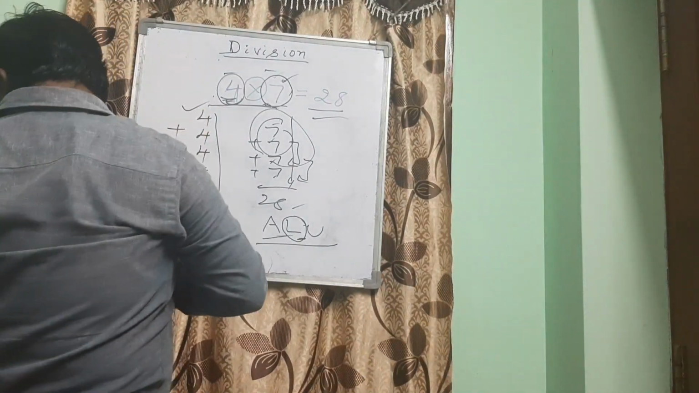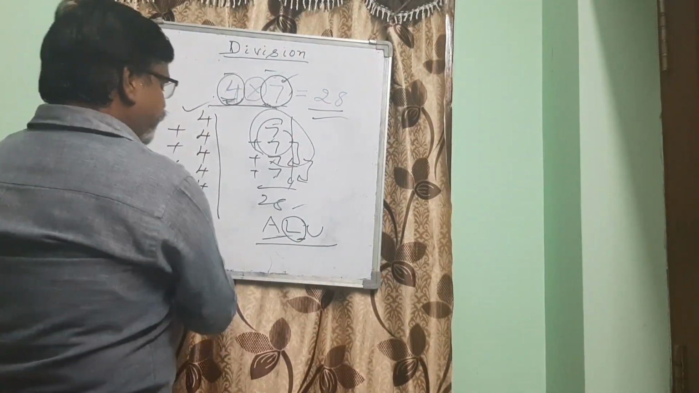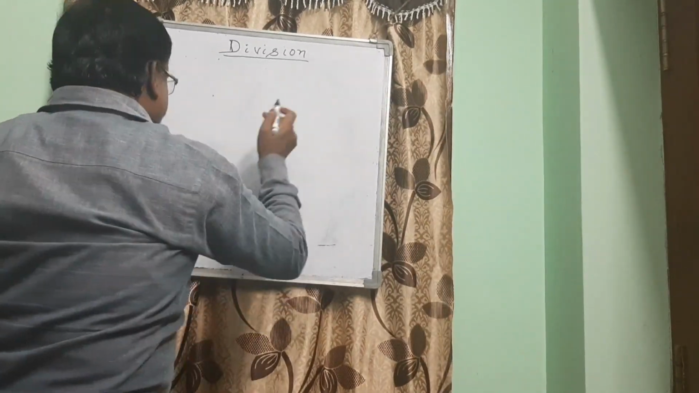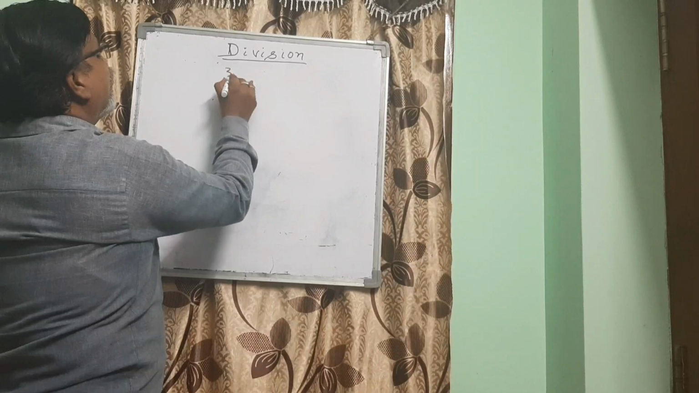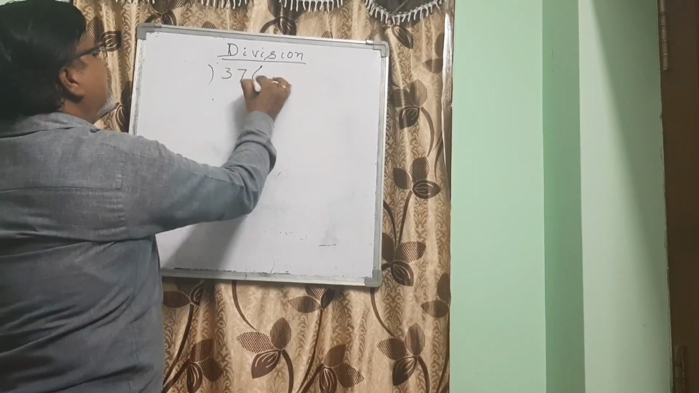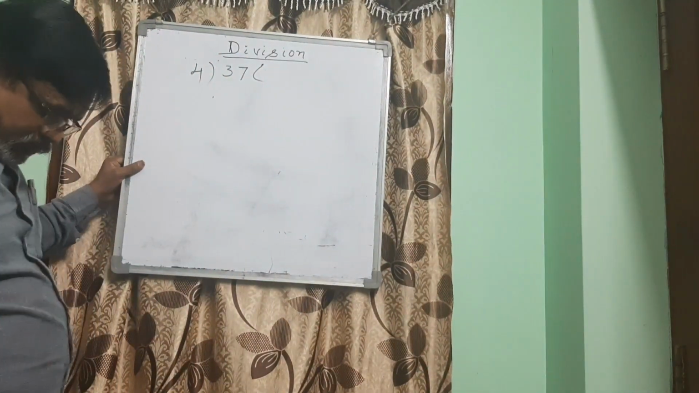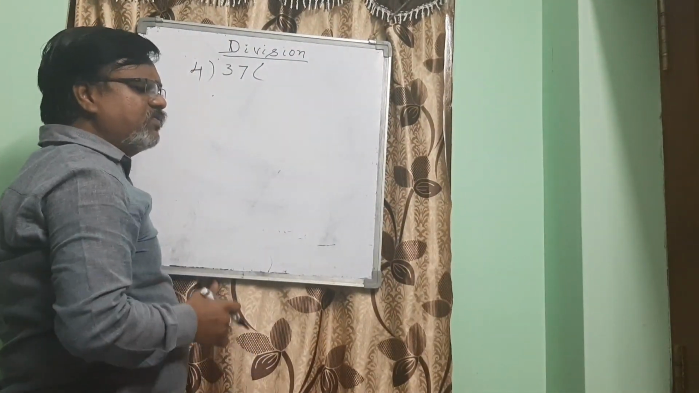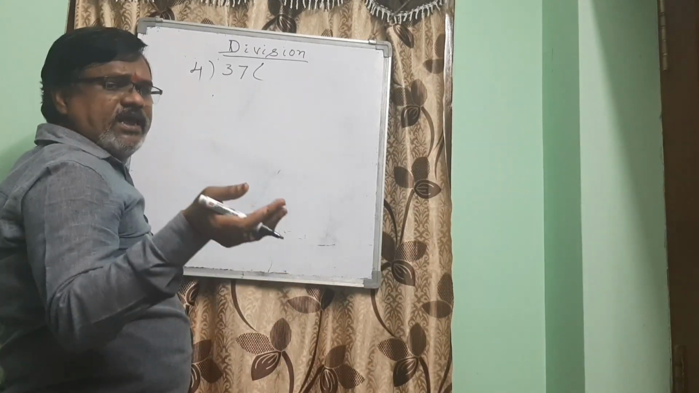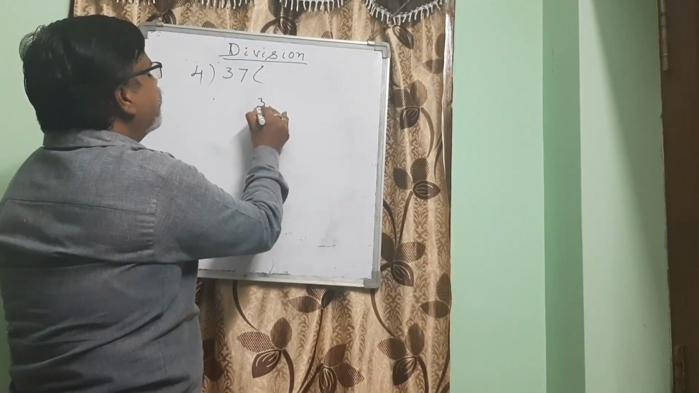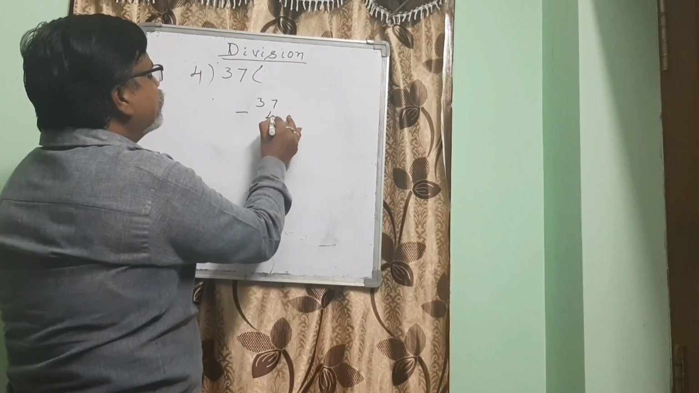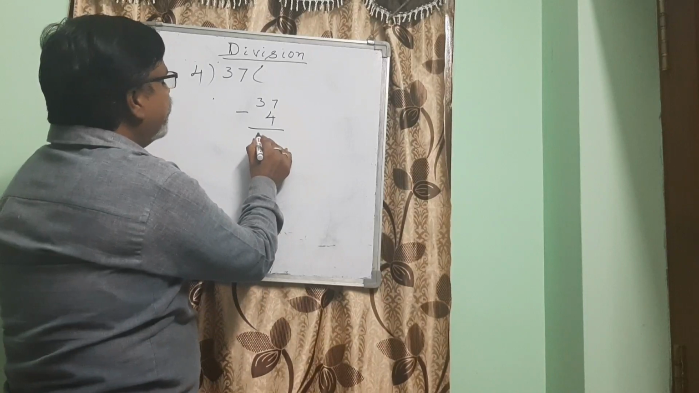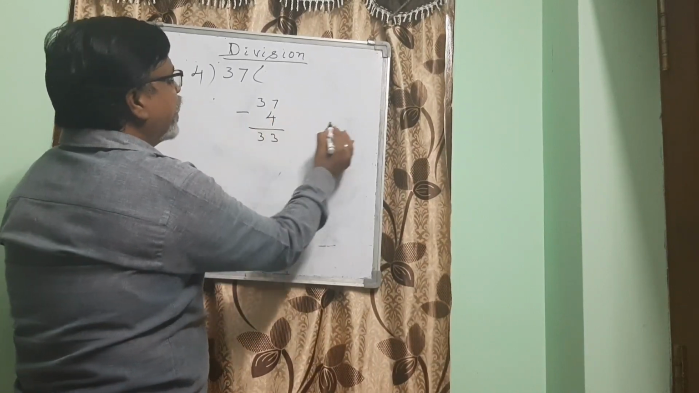Now, how will the division be performed? We will see now. As we told you, take 37 to be divided by 4. I told you there is no multiplication operation and no division operation directly in a digital computer. That's why 37 minus 4, so this will be 33. One time subtraction is done.